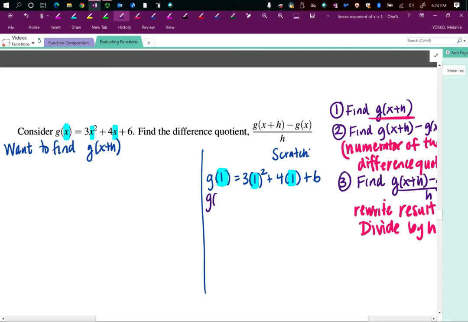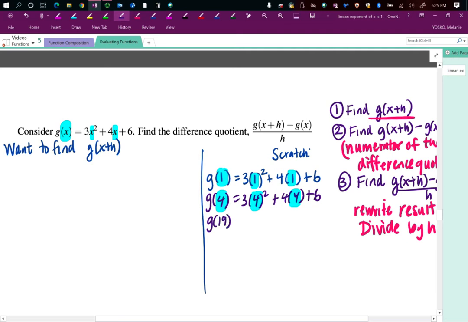Let's try another one. G of 4. Well, that's 3 times 4 squared plus 4 times 4 plus 6. Because all I'm doing is replacing this x with a 4. So I've got to replace every x with a 4. Does that make sense? And we're not simplifying on purpose, because I want you to see the pattern.